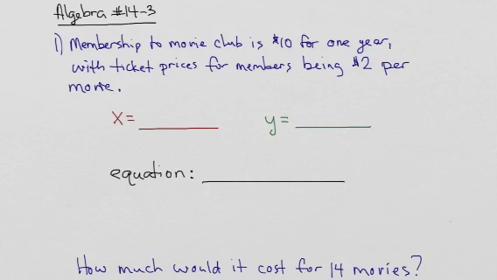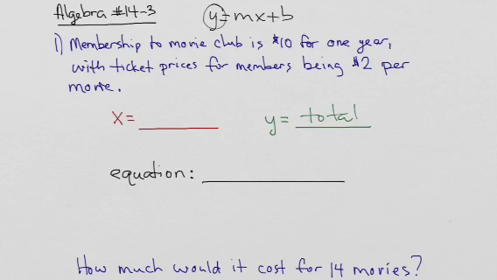So first off, do we know the total? No, we don't really have a total. We have a beginning price and then a price for tickets, but we don't really have any totals. So that means right away I know that we're going to be using this y equals mx plus b equation. When we set it up that way, y is always the total. So that's going to be our y number. It's the missing total.